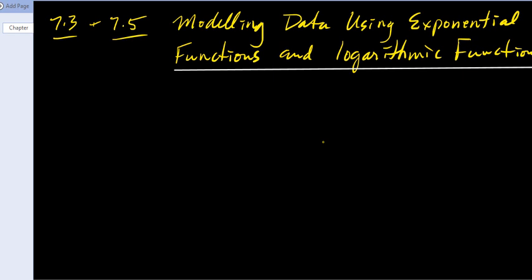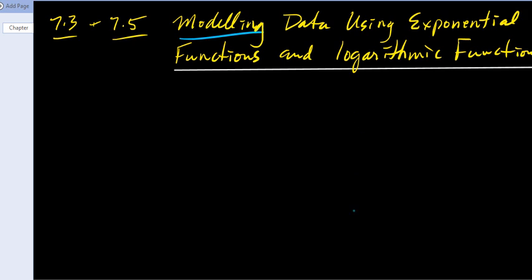So in 7.3 and 7.5, the combined lesson, we're going to be looking at regression functions again. So this modeling right here, that's building regression functions. So you have your data in the calculator, and you're asking the calculator to come up with an equation. So modeling those functions, we're going to be using exponential functions.